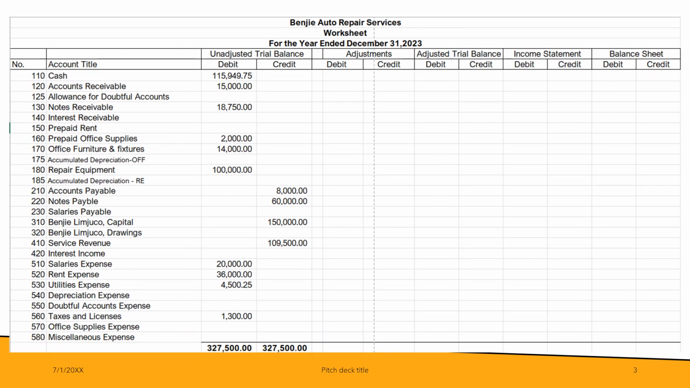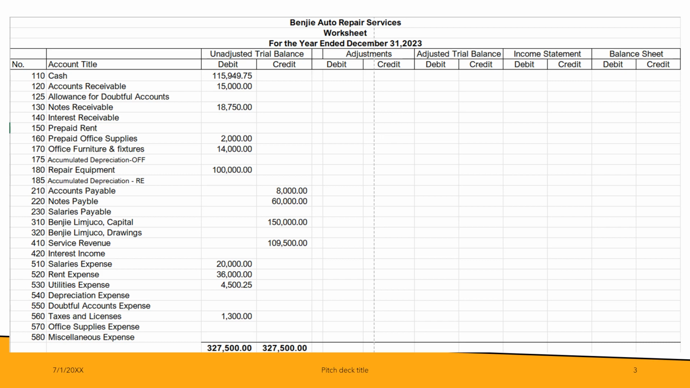Assuming that you have this worksheet, Benji Auto Repair Services worksheet for the year ended December 31, 2023. So the accounting period of Benji Auto Repair is every December 31. It ends December 31, so it adopts the calendar period. And you have here the account title along with its code and the unadjusted trial balance and the other columns like adjustments, adjusted trial balance, income statement, and balance sheet.